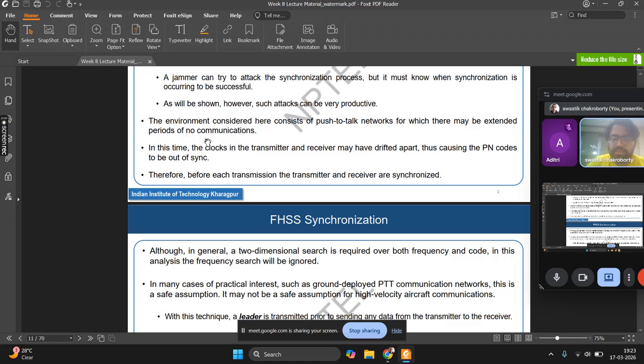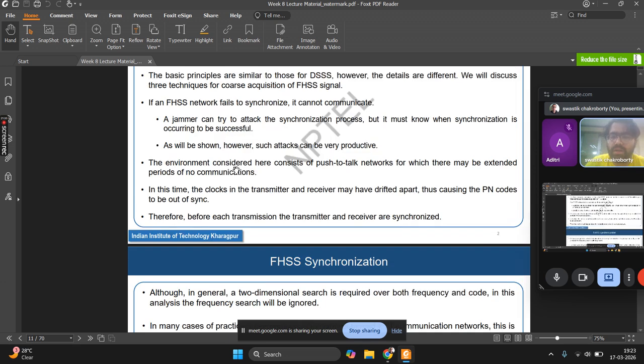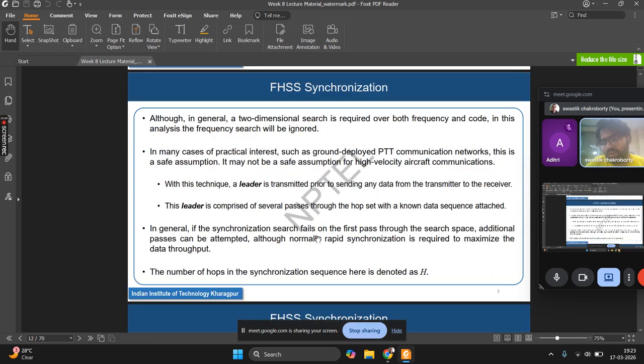Now, in this environment, during this time the clocks in transmitter and receiver may have drifted apart. So when they are not communicating, the clocks of the transmitter and receiver may have some kind of a mismatch between them, and this will create an out of sync issue for the frequency hopping spectrum. Thus, before every FHSS transmission, the transmitter and receiver must be synchronized.